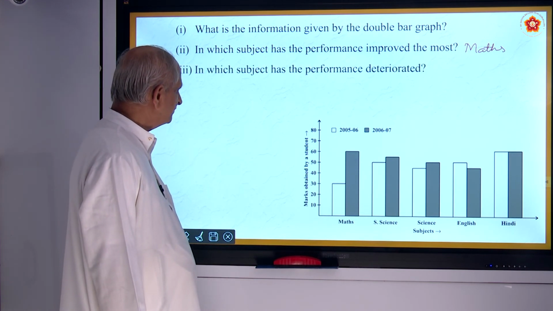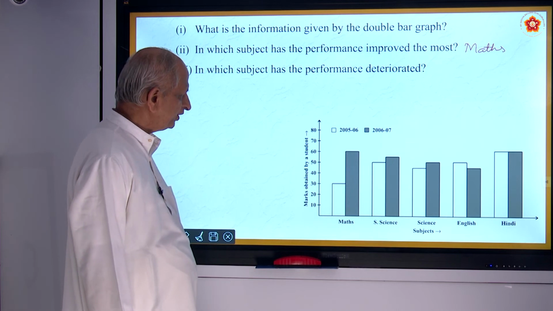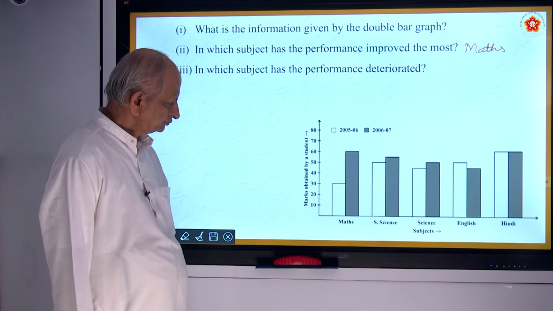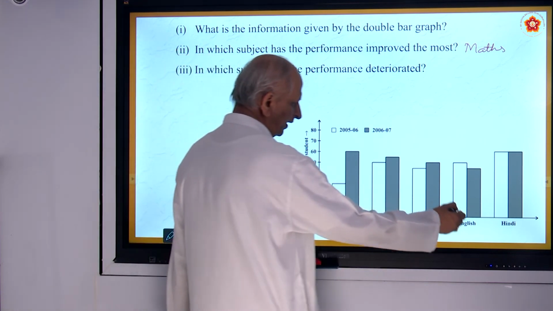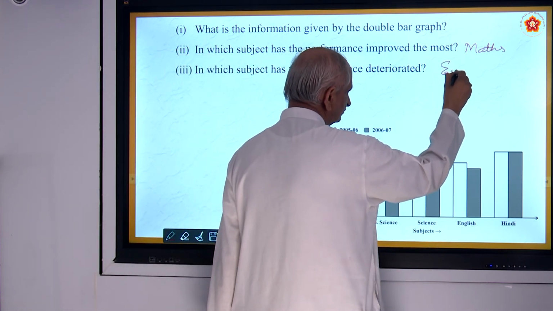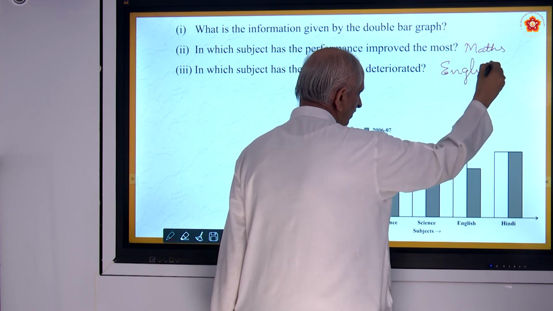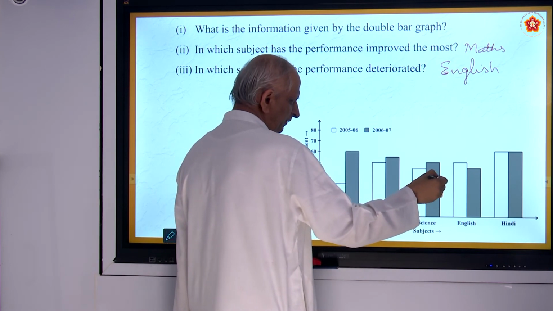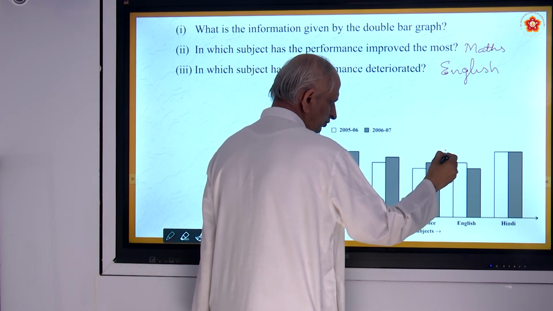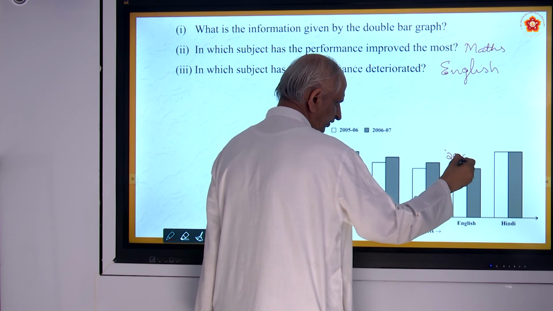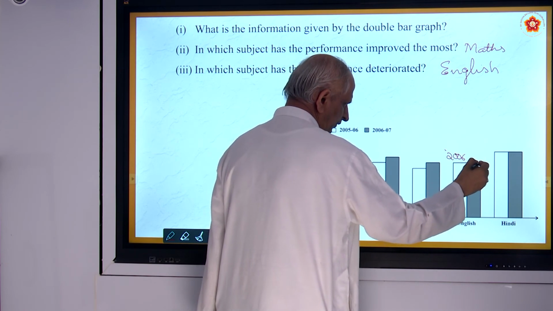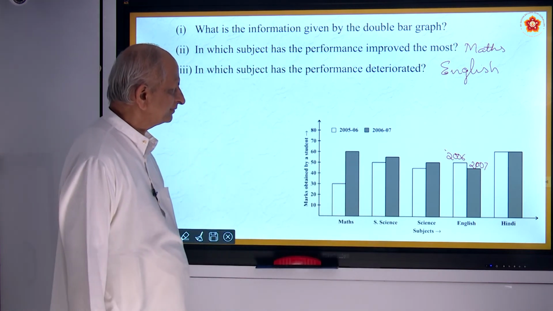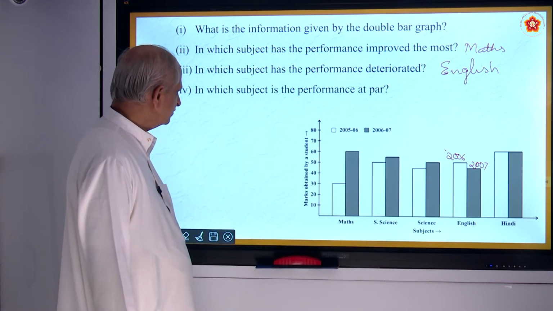Third question, in which subject has the performance deteriorated? Means come down. So deterioration happened in English. In English the marks have come down from 2005. So you can write 2006 here, exam is in 6, this is 7. So there is a decrease in the marks. So that is the answer for that question.